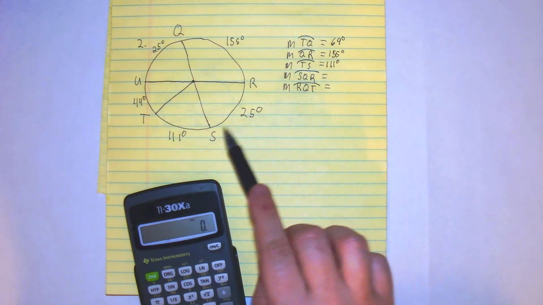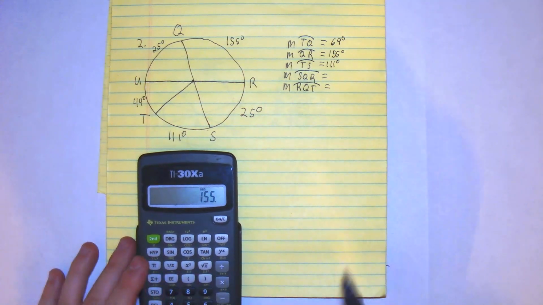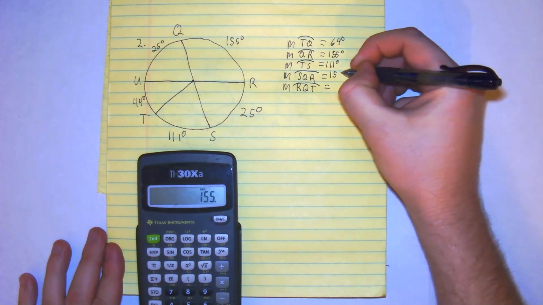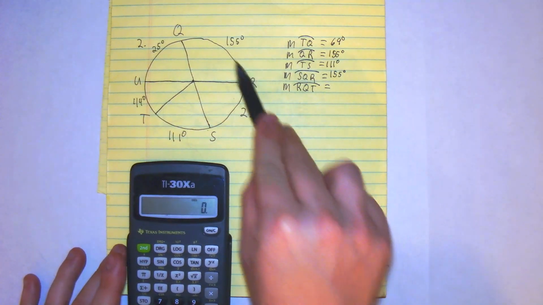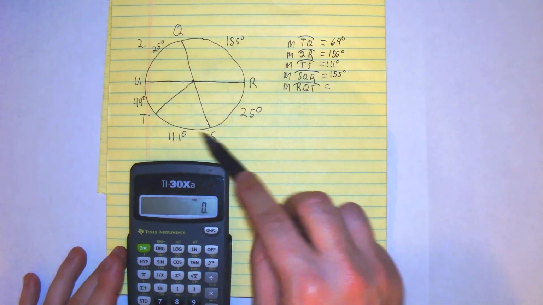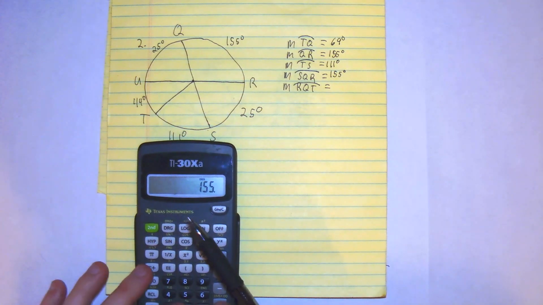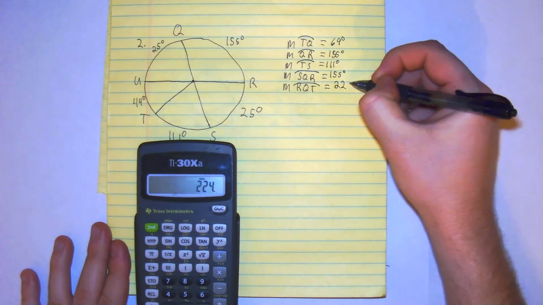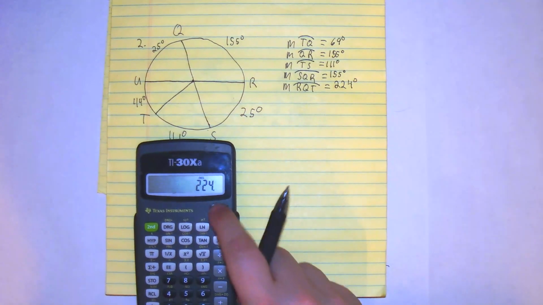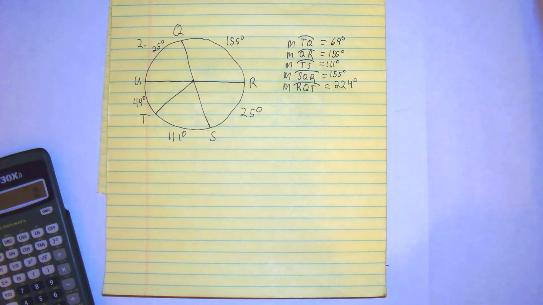When we do that, the minor arc is 25 degrees, so to find that you just do 180 minus 25. You get 155 degrees. Lastly, we're looking for RQT. The only things not included are these two, but we can just add up those. 155 plus 25 plus 44, you get 224 degrees. So there you have it. That's how you do number 2.